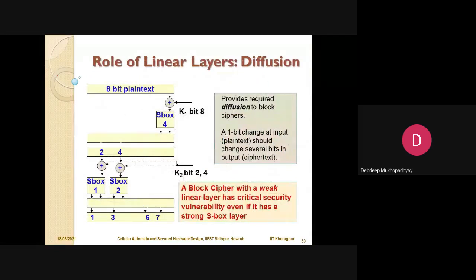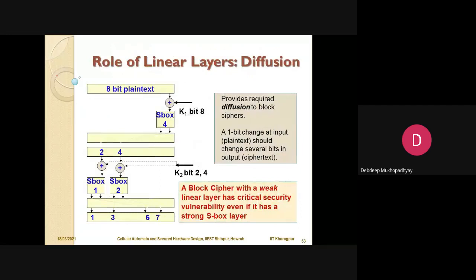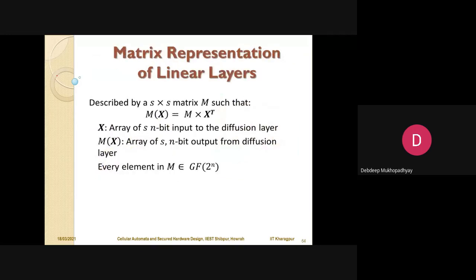I will talk about the problem very quickly, and that brings us to the other piece of the puzzle, which is the diffusion layer. You also want to make a good diffusion layer to ensure that you are secured against various other attacks. A block cipher with a weak diffusion layer has critical security vulnerabilities, even if you have a strong S box. The way in which you implement linear transformations is often depicted in the form of a matrix, which means you take your inputs and basically do a multiplication.